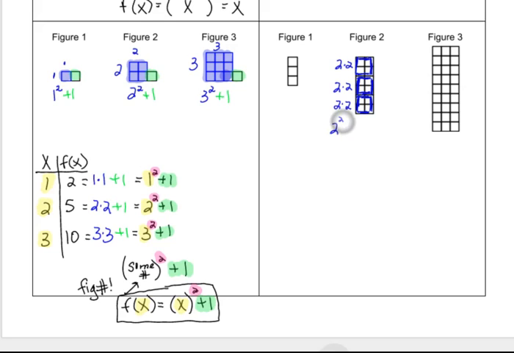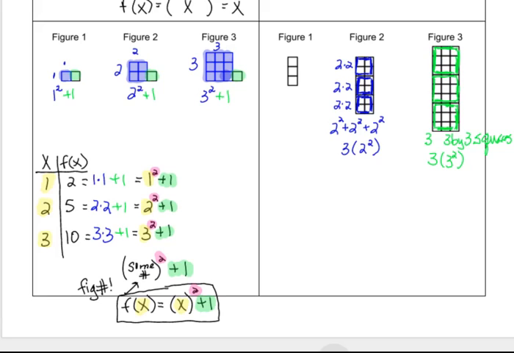Well, I can write that as 2 squared plus another 2 squared plus another 2 squared. Well, if I'm adding the same thing together 3 times, then I can just multiply that. I see 3 sets of 2 squared. So let's see if that works in my other pieces. In figure 3, here's a 3 by 3 square. And then underneath it, there's another 3 by 3 square. And underneath it, there's another 3 by 3 square. So there are 3 3 by 3 squares in this figure. And the way I can write that is by doing 3 times 3 squared, right? 3 sets of 3 squared.